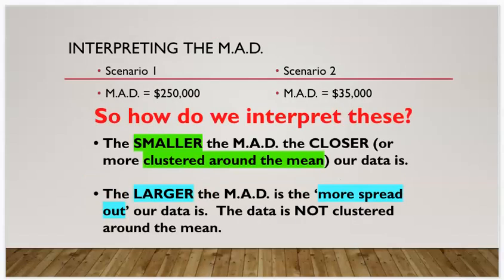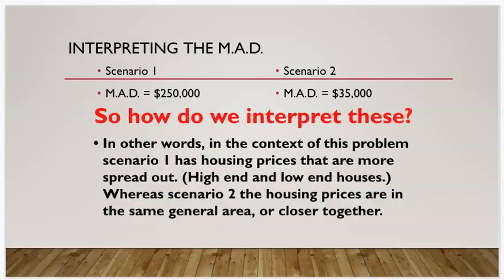So when we're interpreting these, the smaller the MAD, the closer or the more clustered the data is around the mean. The larger the MAD, the more spread our data is. So in scenario 1, which we knew just by looking at that, our spread is much larger. In scenario 2, our spread is much smaller. In other words, scenario 1 is more spread out. Scenario 2 is closer together.